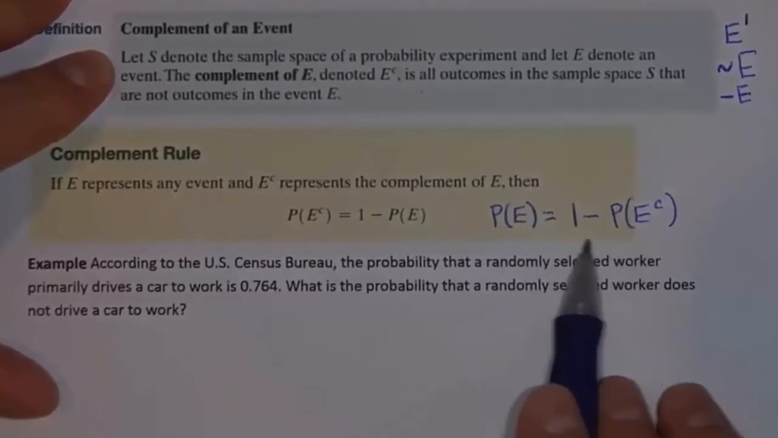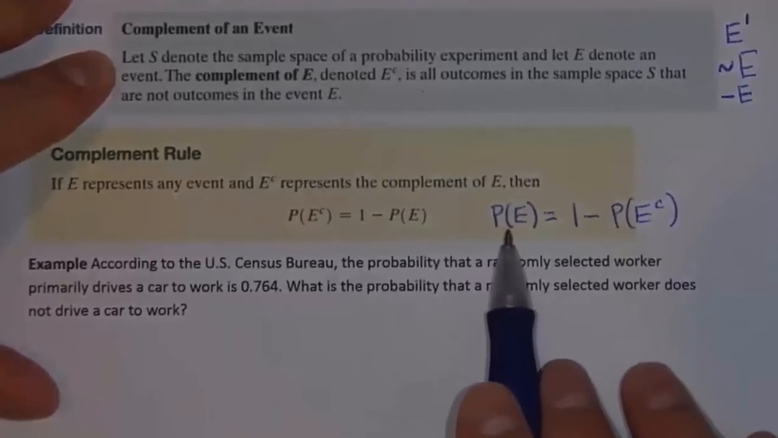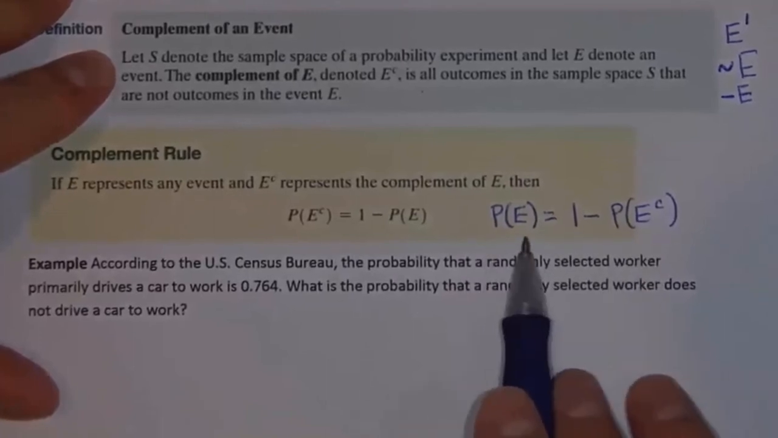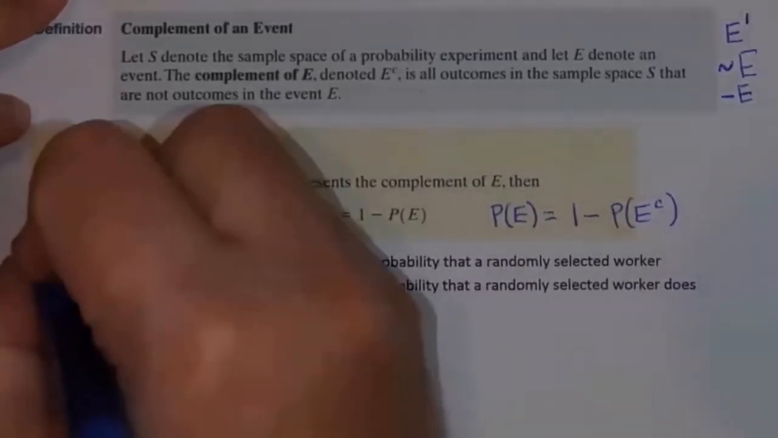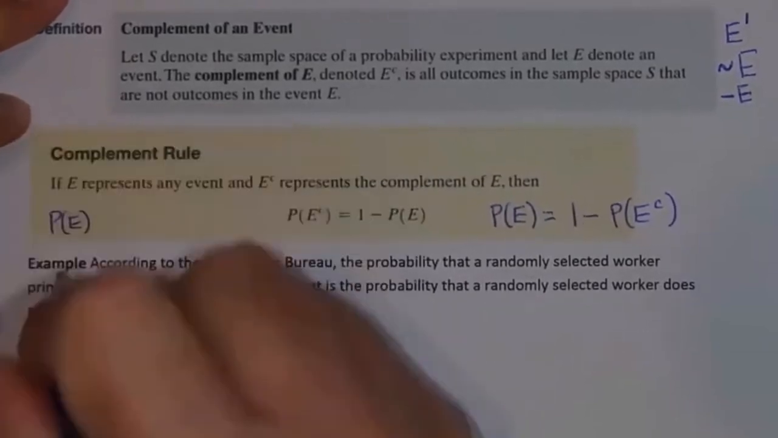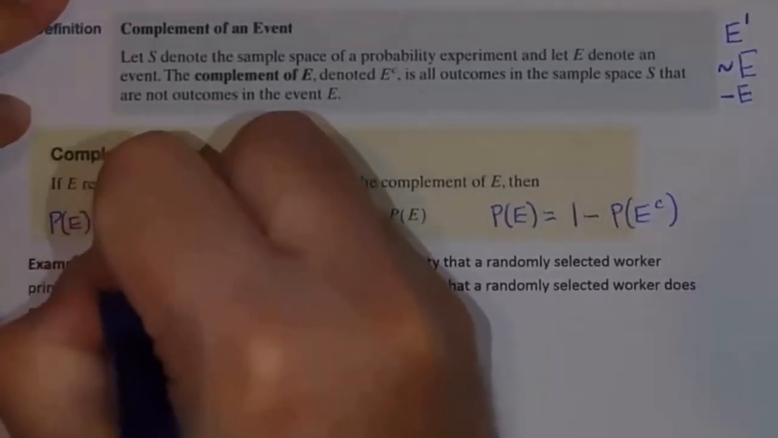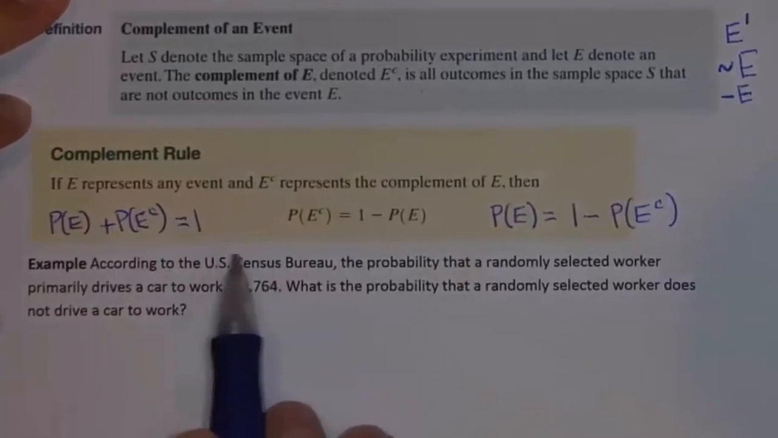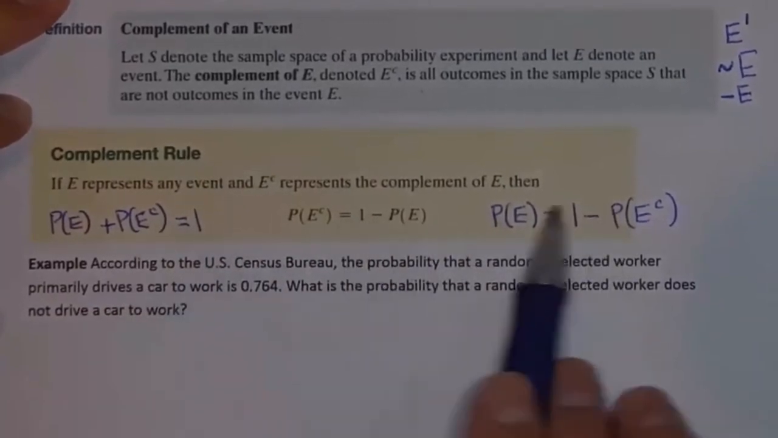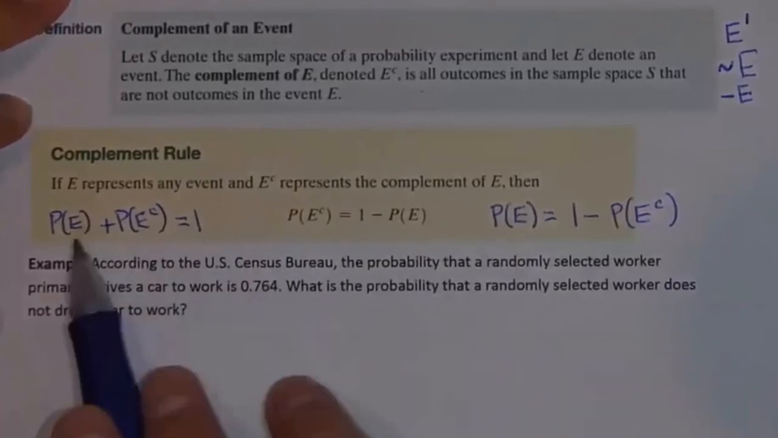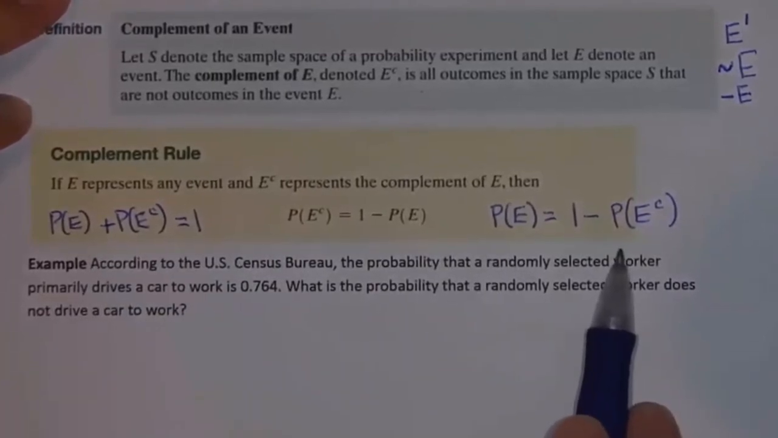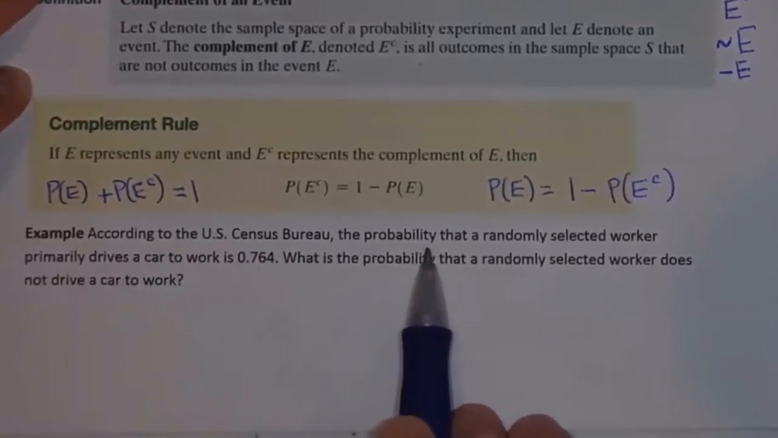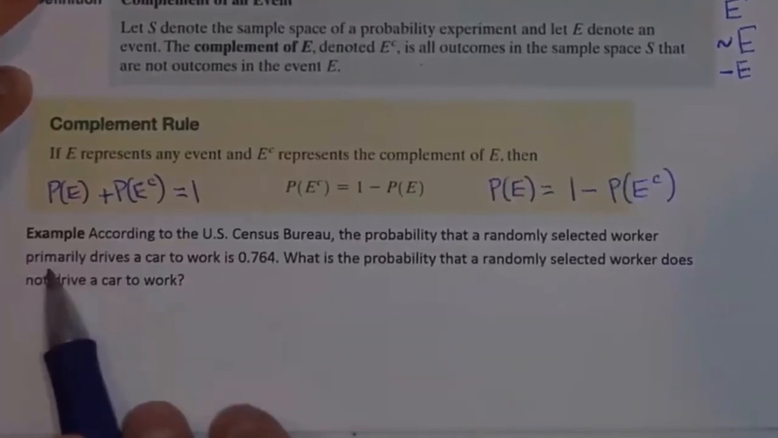So oftentimes, the easiest way to figure out the probability of an event is by figuring out the probability of the complement, and then 1 minus that will give us the probability of the event. What I really like to think of in general, though, is that the probability of the event plus the probability of the event's complement always has to add to 1. So it's the same rule. I could write it any one of these 3 ways, whichever way is most convenient for the situation that I'm dealing with.